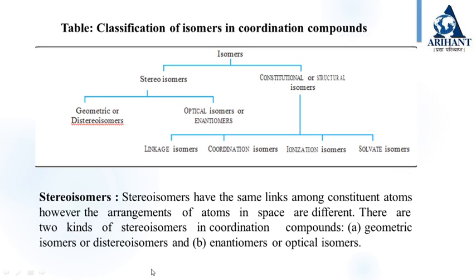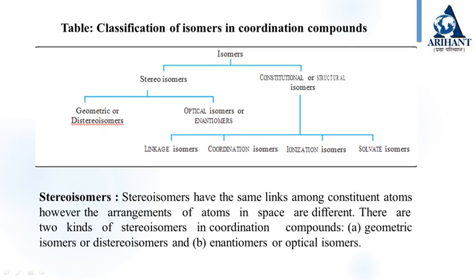So look at this table. Isomers are divided into stereoisomers and constitutional isomers. Stereoisomers are further divided into geometric isomers or diastereomers and optical isomers or enantiomers. And constitutional isomers are further divided into linkage isomers, coordination isomers, ionization isomers and solvent isomers. So we will see isomers in coordination compounds one by one. We will start with stereoisomers.